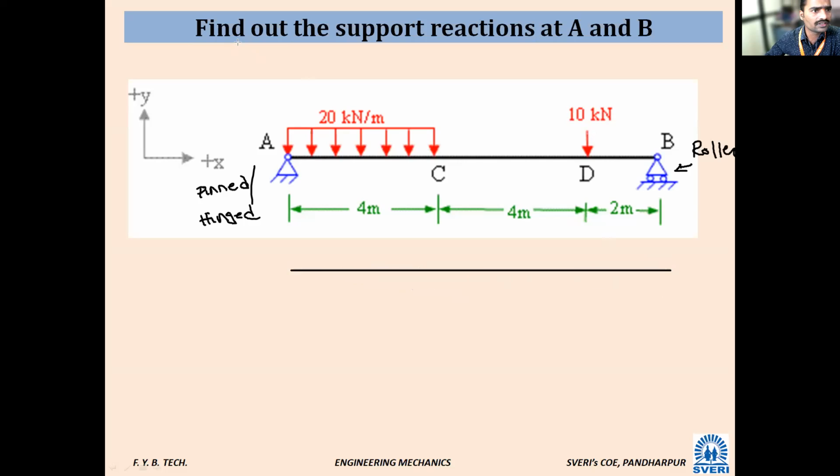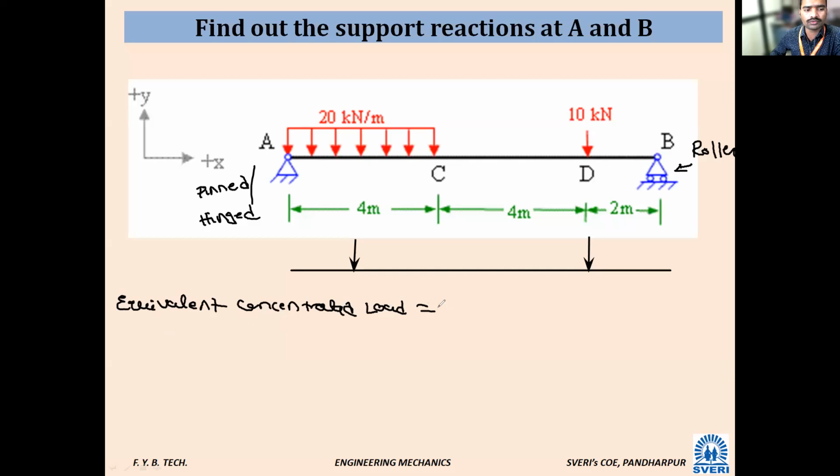Next, this is subjected to UDL. Okay, one is UDL and another one is point load. So this is point load, I will write here, and this is how much it is, UDL. I will convert this UDL into the equivalent concentrated load. Okay, equivalent concentrated load. So first you have to find out the equivalent concentrated load, the point load, concentrated load.